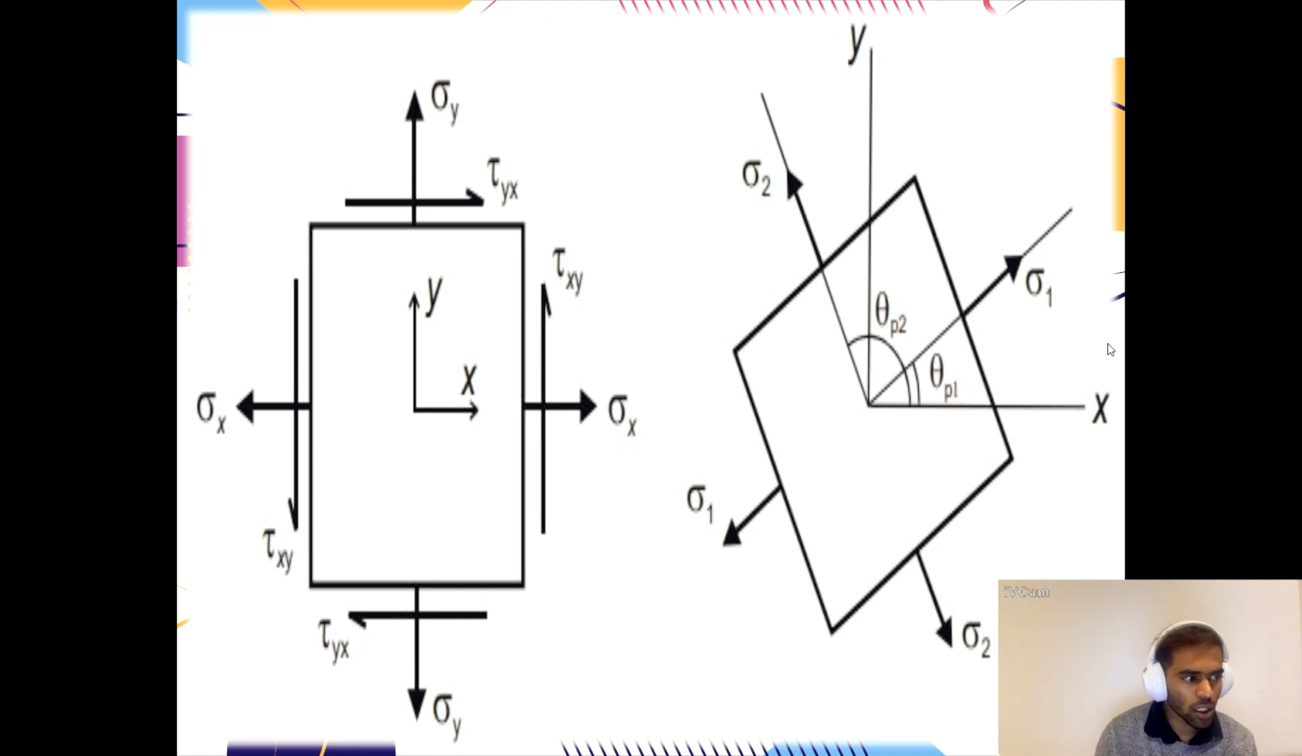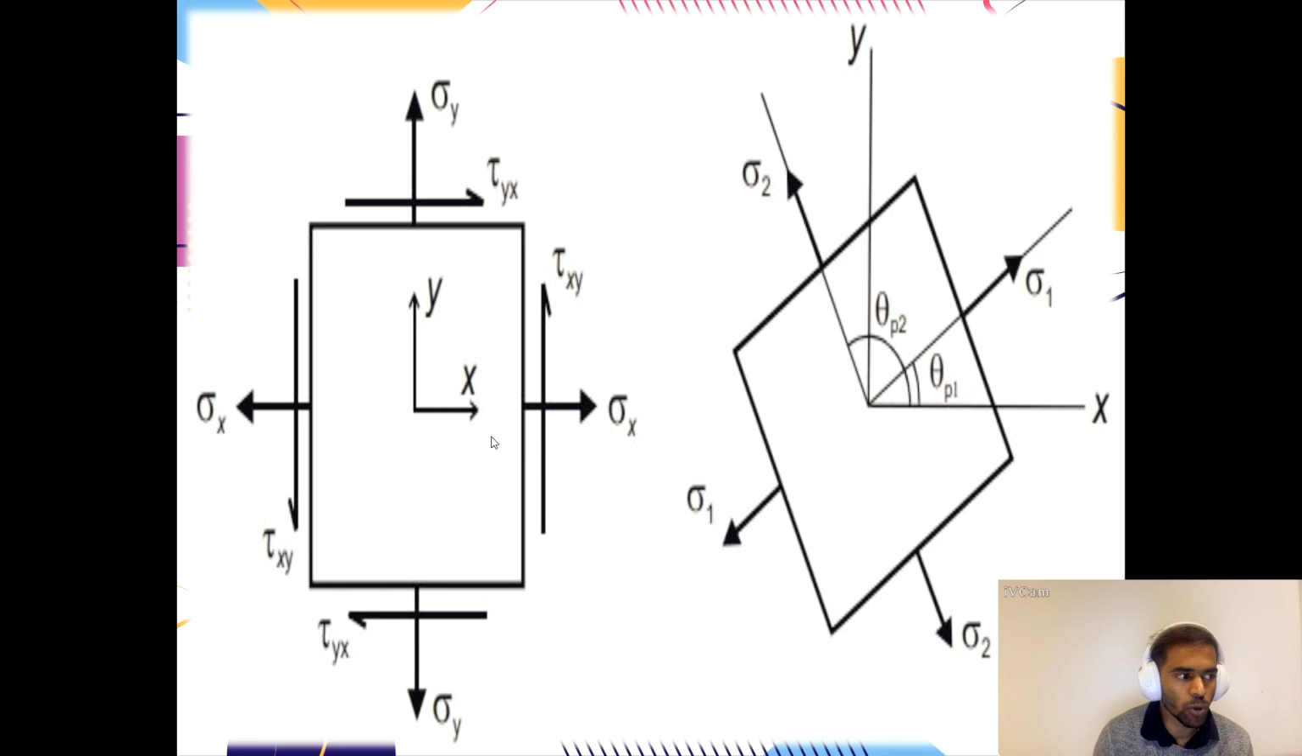So these stresses can be represented in a matrix, which we will explore further. Next we are moving on to principal stresses. So what is principal stress? Principal stress is the maximum or minimum normal stress acting on a plane that has no shear stress acting on it. So imagine a small cube of material subjected to forces.